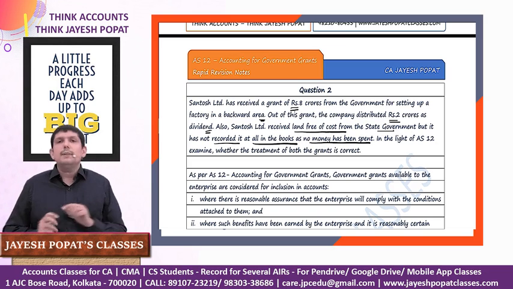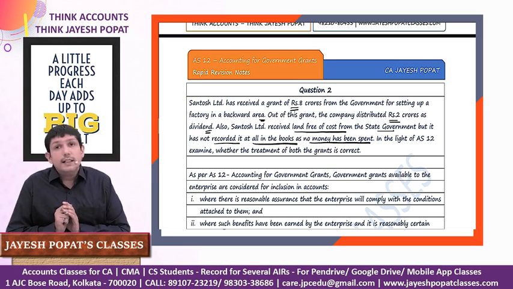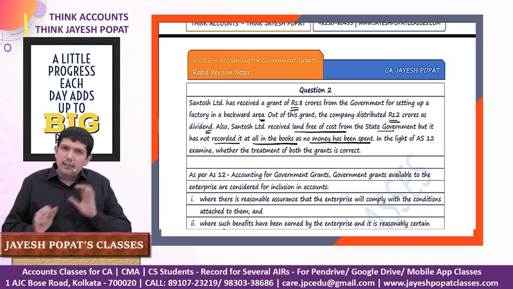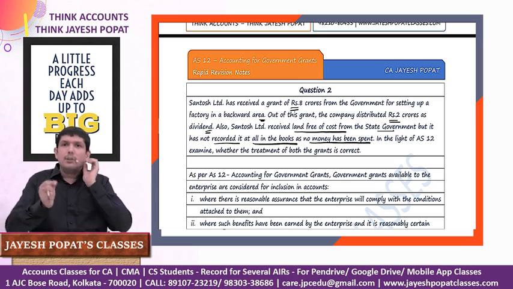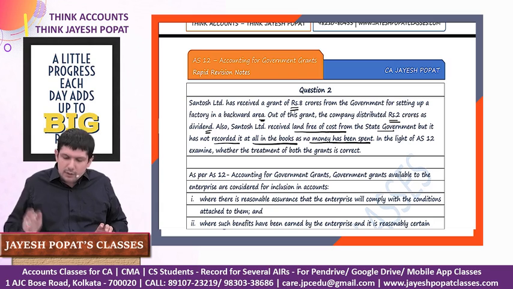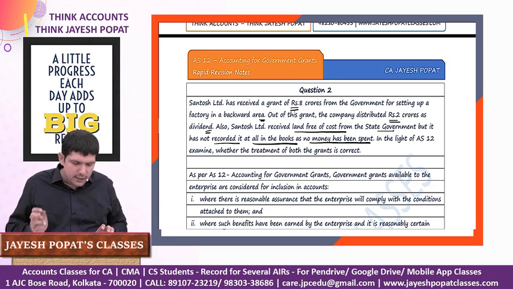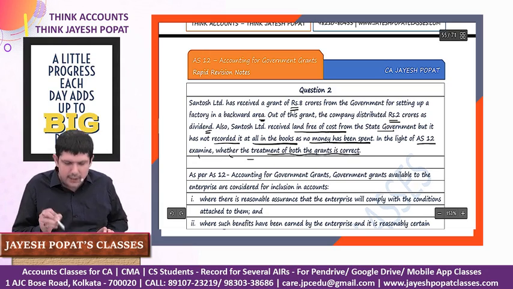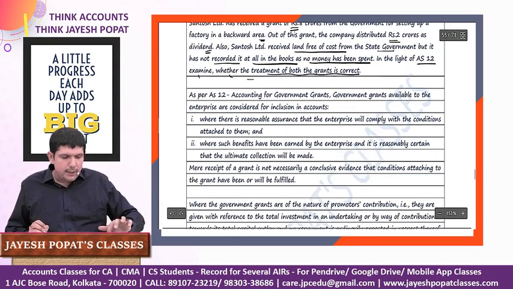Second, the state government has given land free of cost. It is not recorded at all in the books of accounts, but AS 12 requires us that if a non-monetary asset is received free of cost, that should be recorded at nominal value. So Santosh Limited should have recorded this at nominal value. In light of AS 12, examine whether the treatment is correct or not, right? So both the treatments are not correct.